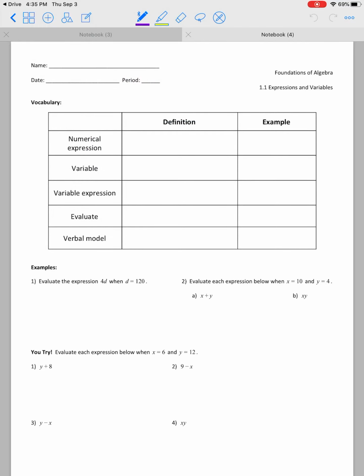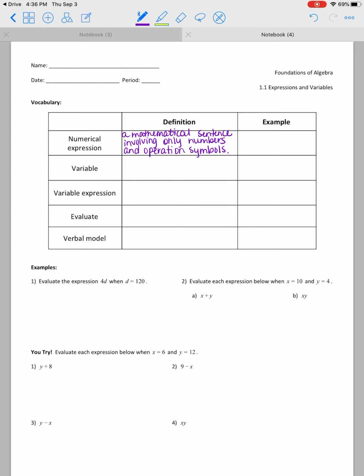Okay, a numerical expression is a mathematical sentence involving only numbers and operation symbols. Okay, operation symbols, that's symbols like plus, minus, multiplication, division.